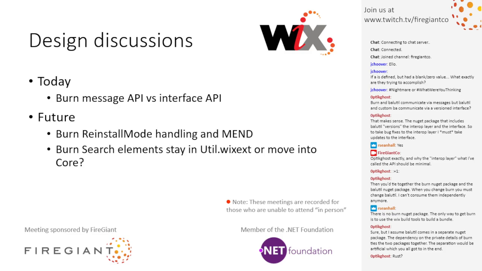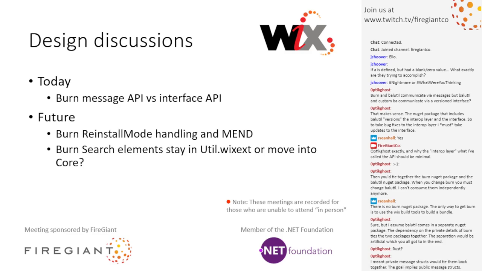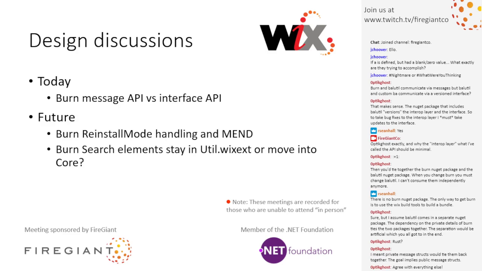All right. So I think that gets us all up to speed on the message API versus the interface API. The expectation is most people will still use the interface API as the minimal interop layer we can make to the message API. And at this point, the message API is still public, and you can use those. I meant private message structs would tie them back. Oh, private message structs. No, private message structs are not true. We can take that offline. And then the message API will still be available for a lot of these other language spaces, and we'll go from there. All right.